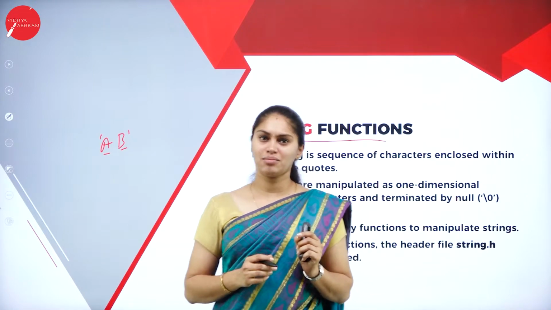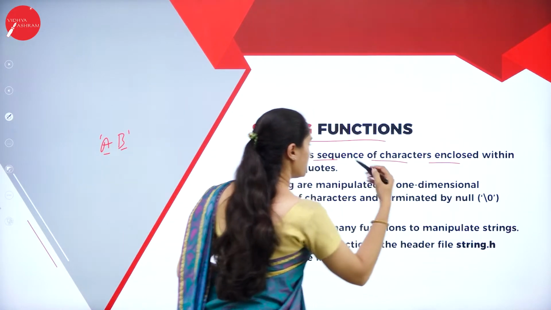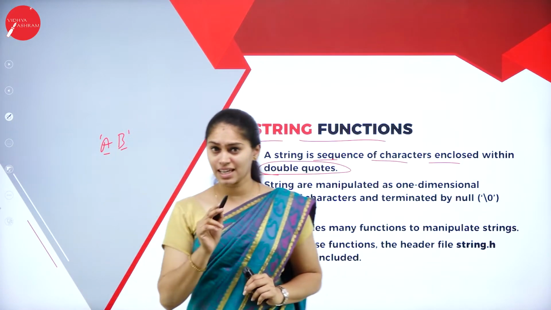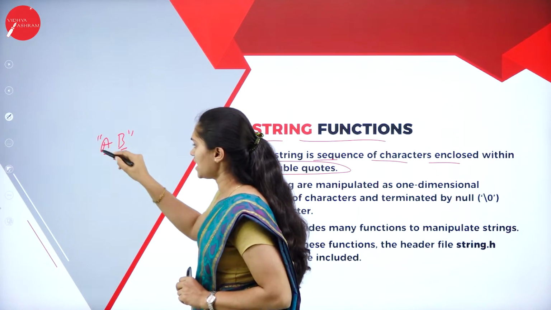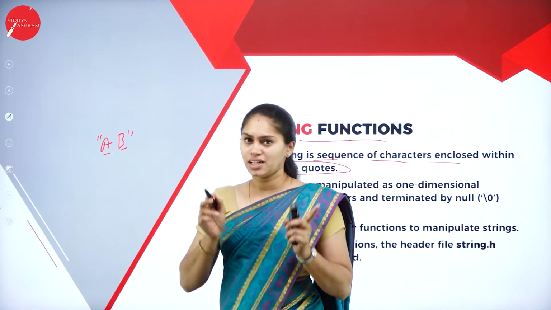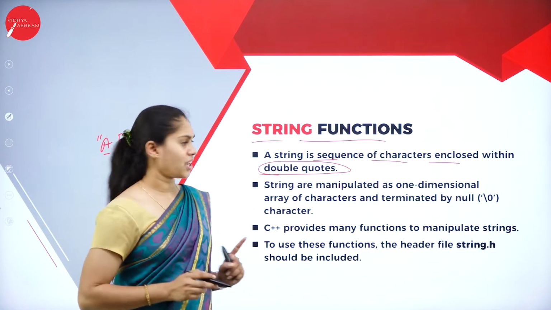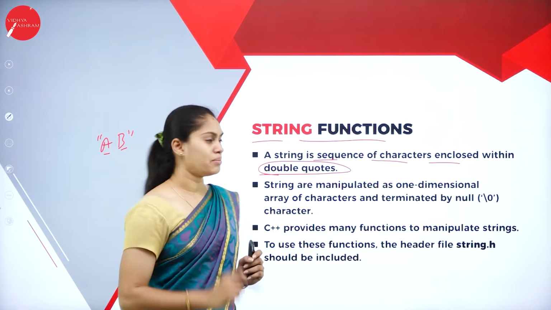So a string is nothing but a sequence of characters enclosed between double quotes. If it is a single character, then it uses single quotes. If I enclose a sequence of characters within double quotes, then that will be considered a string. A string is a sequence of characters enclosed between double quotes.